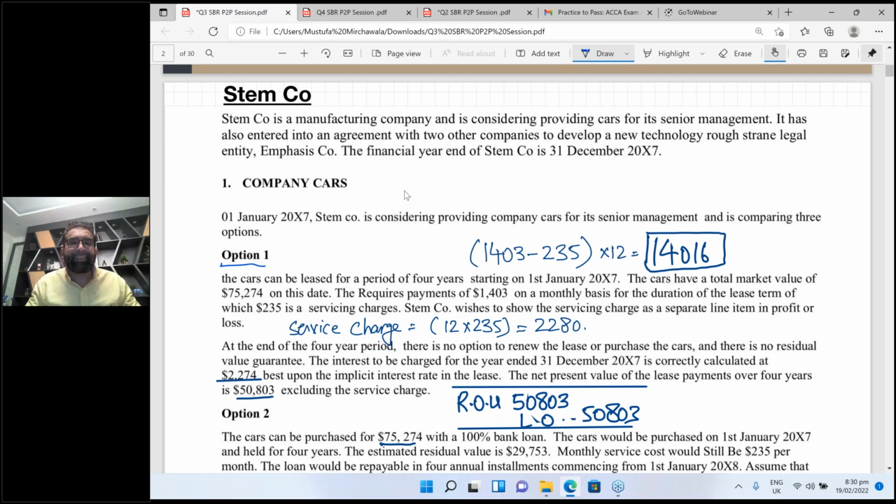Listen, finance lease is like a loan. So whenever we pay the rentals of a finance lease, it's like repayment of a loan.